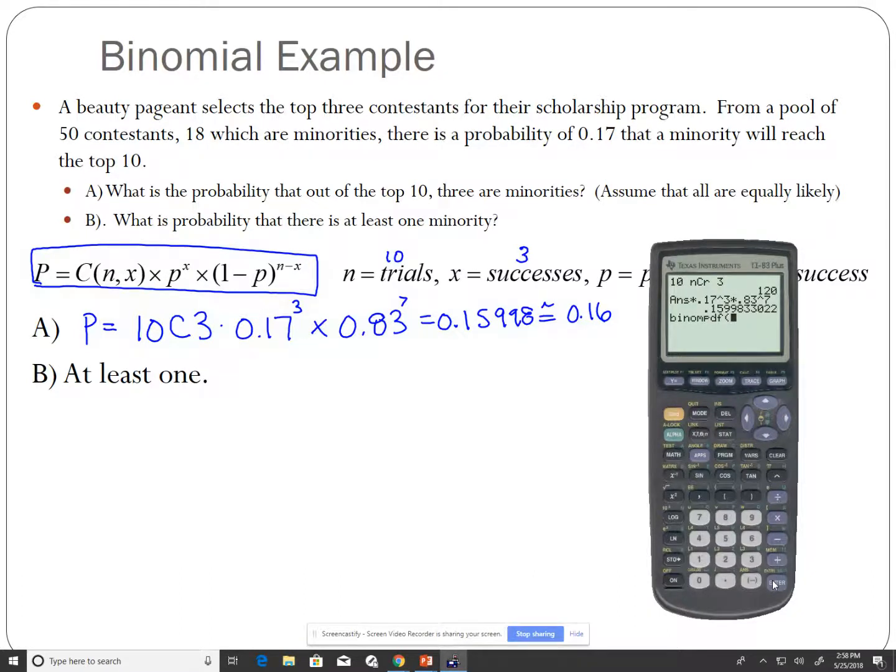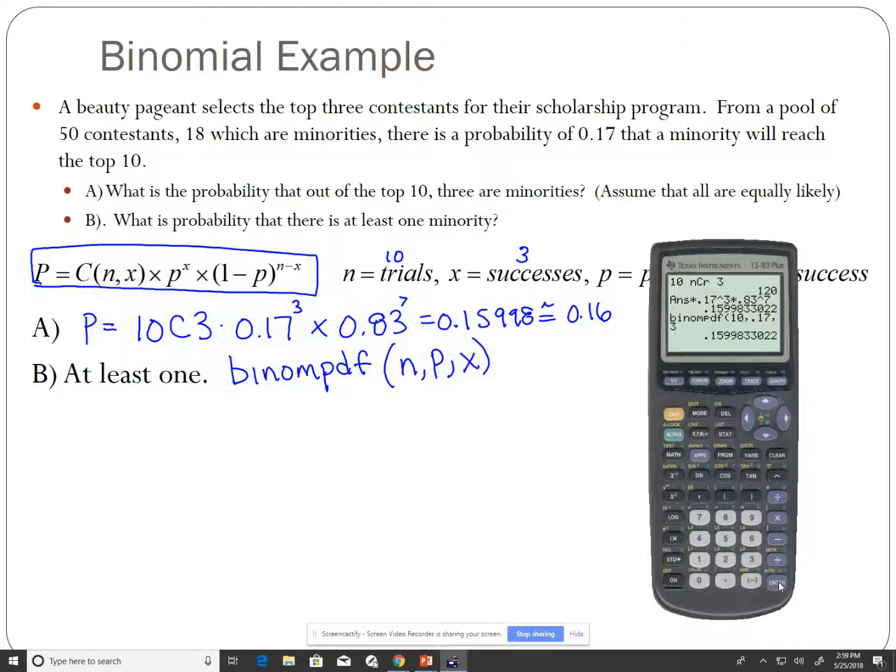And this is what you put in. You put in your n first, 10, comma, your probability of success, comma, and your x. So let me write that down for you. You've got binom PDF, because you're looking for exactly. You want your n, your p, your x. And we should get the exact same answer. Drum roll, please. There we are. So however you want to do it, again, I don't ever care in my classes how you get to point B, as long as you get there.